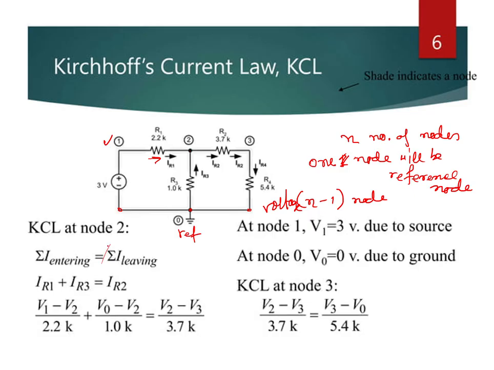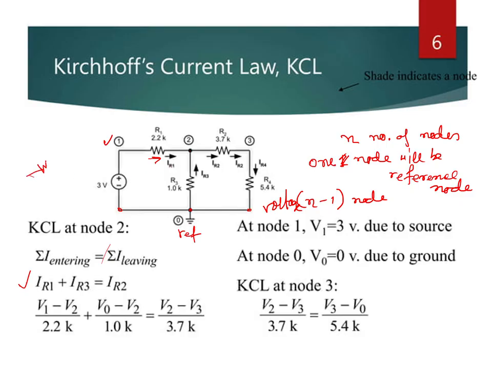So at node 2, if I apply KCL, what is KCL? The sum of currents entering a node equals the sum of currents leaving the node. So at node 2, the entering currents are IR1 and IR3, and IR1 plus IR3 equals the current leaving, IR2. Now what is IR1? We know.